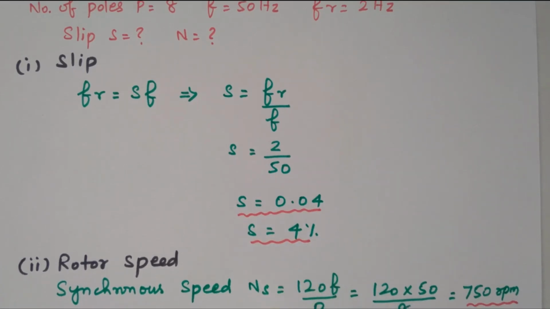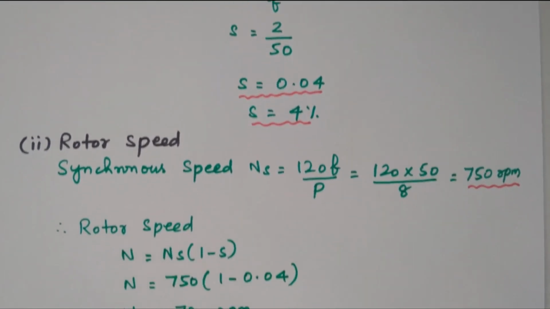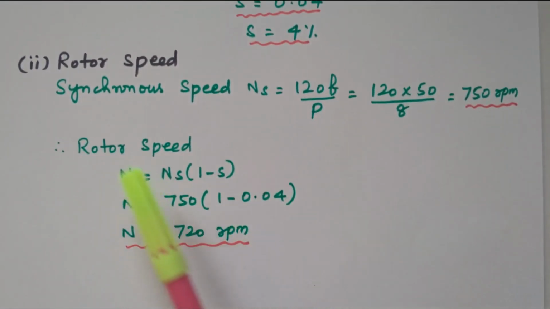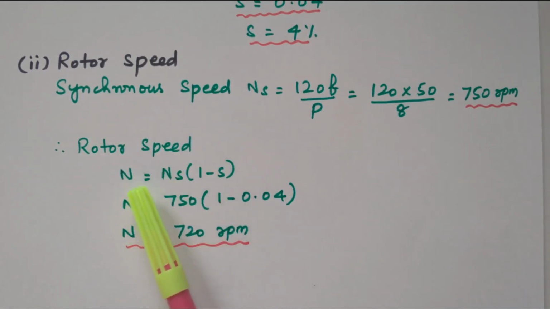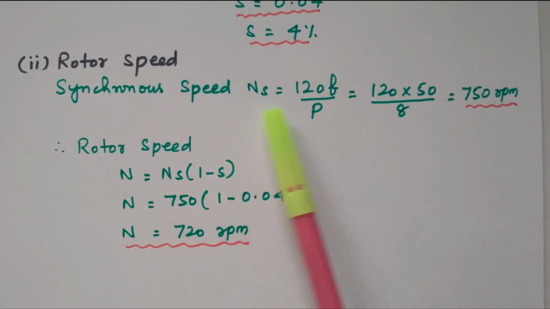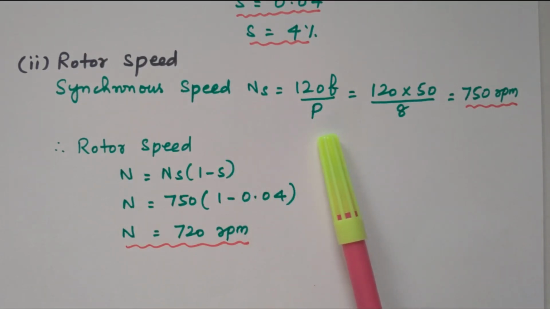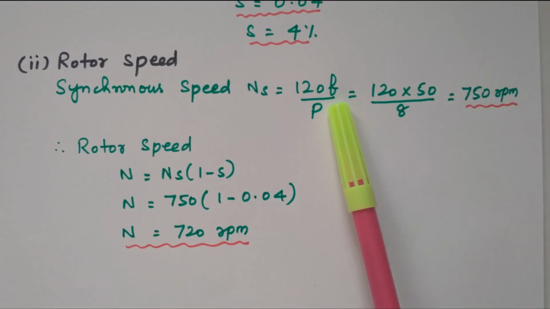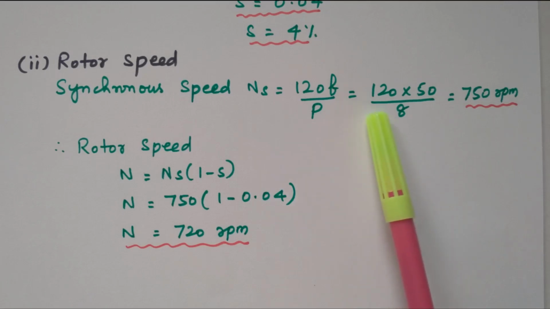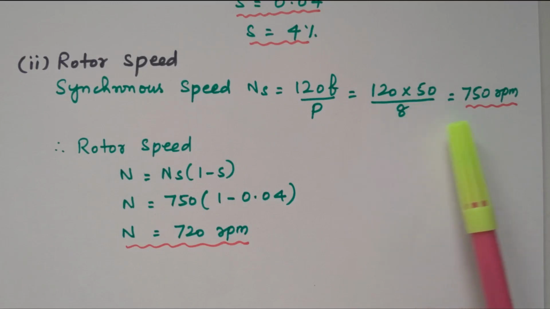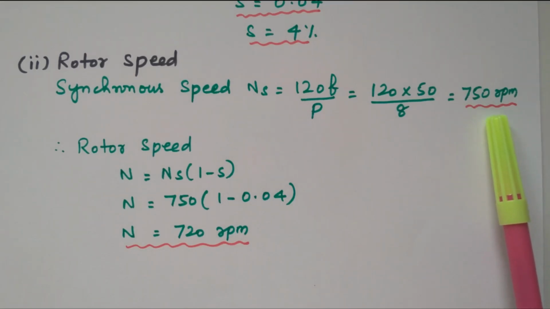Now we need to find the corresponding rotor speed. Before that we will find the synchronous speed, so that we can find the rotor speed. So synchronous speed ns equal to 120 f by p, very standard formula, where f is the supply frequency and p is the number of poles. So 120 into frequency 50 divided by number of poles 8. By simplifying this we got 750 rpm. The synchronous speed of the 3-phase induction motor is 750 rpm.